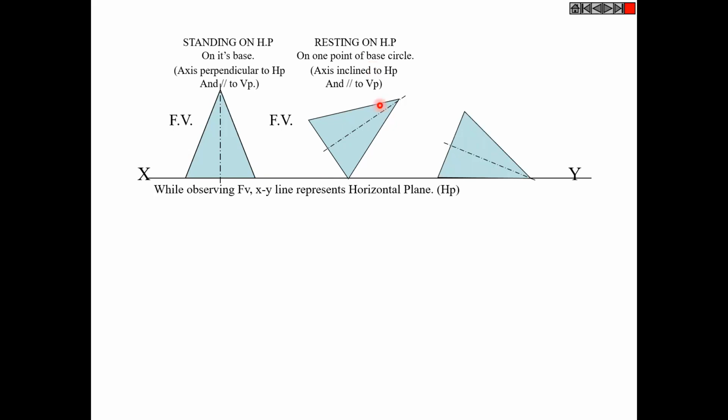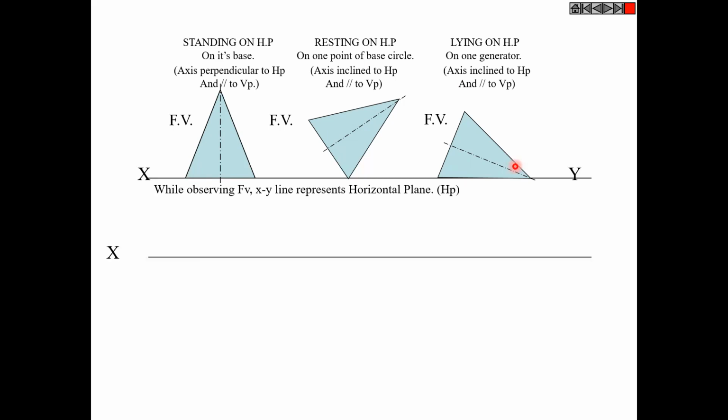In this position, this triangular face or this generator is made to completely lie on the reference line, that is HP. So it is lying on HP on one of its generators, and here the axis is again parallel to the vertical plane, but inclined to the horizontal plane. Based on this, we can draw the positions of the solid. Based on the data given in the question with respect to the axis, we can draw the different positions of the solid.